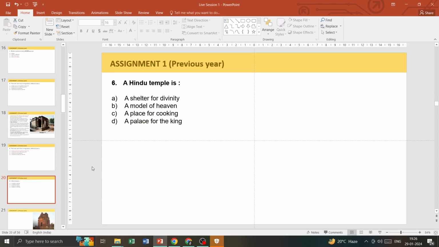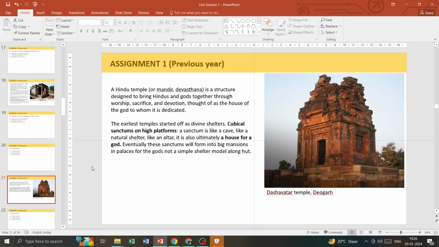A Hindu temple is a shelter for divinity, a model for heaven, a place for cooking, or a palace for the king. In Hinduism, the temple is considered as a dedication or a house of God. It's a shelter for God, and although with time the whole idea started with a small hut dedicated to God, and it turned into a whole mansion or a whole palace dedicated to God, the meaning that it's a shelter for God or a house of God where you worship them has not changed. So a Hindu temple is a shelter for divinity.